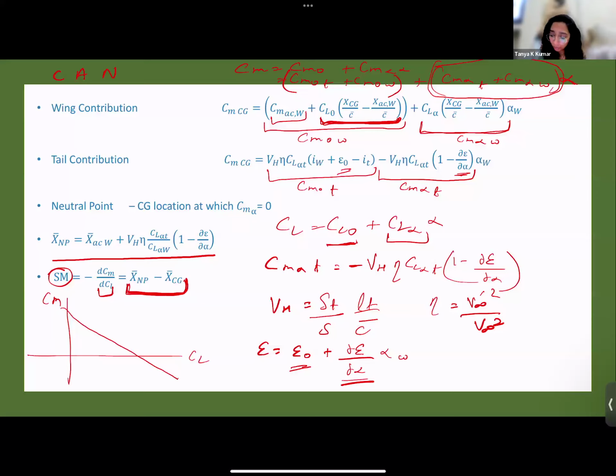Correct. Cm alpha is the only contributor towards stability: Cm alpha wing, Cm alpha tail. And in both these equations, we don't find any elevator related parameter. So deflecting the elevator does not affect the stability in any way. Deflecting the elevator does not change the Cm alpha. The slope remains the same.